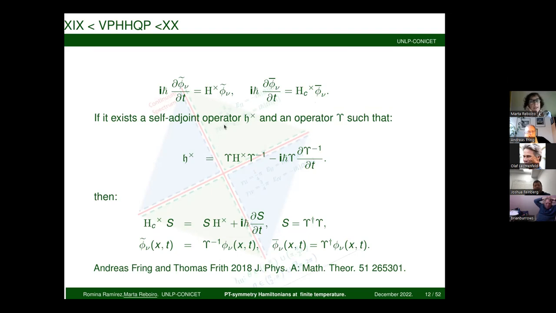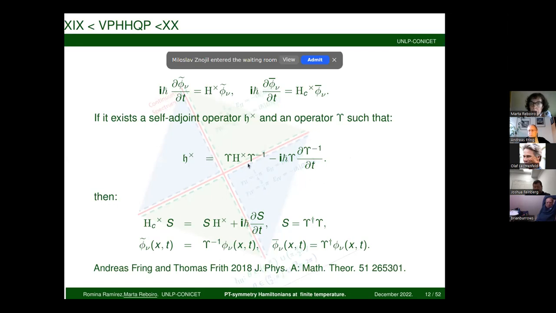As we are dealing with time-dependent Hamiltonians, as Andreas and Thomas Fritz have proved in 1918, the self-adjoint operator H associated to capital H is not given by the usual similarity transformation, but we have to add an additional term, B, because the Dyson operator depends in general on t. So if we take this into account, the relation between the adjoint Hamiltonian of H and capital H is given in this way, and S is the density, the metric operator.